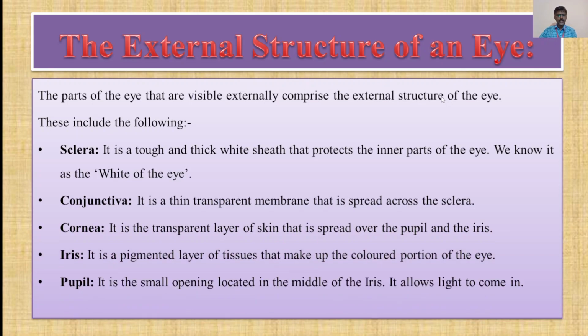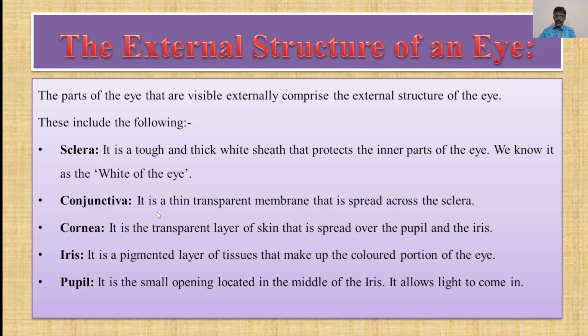Now we are going to see the external structure of an eye. The parts of the eye that are visible externally comprise the external structure of the eye. These include the following. The first, as described in the earlier diagram, is the sclera. It is a tough and thick white sheath that protects the inner parts of the eye. We know it as the white of the eye. Now the next part is conjunctiva.